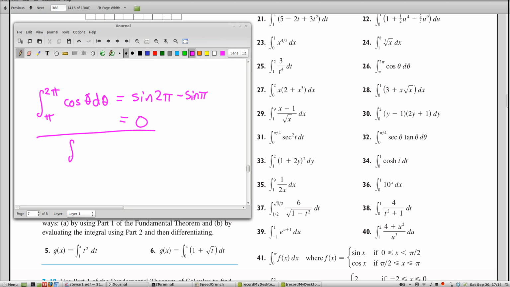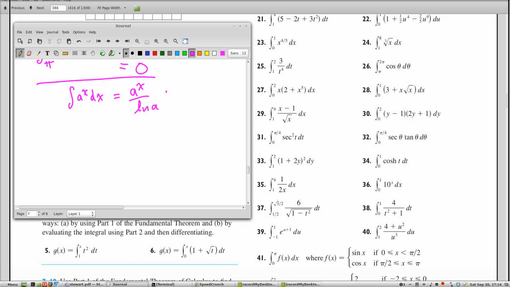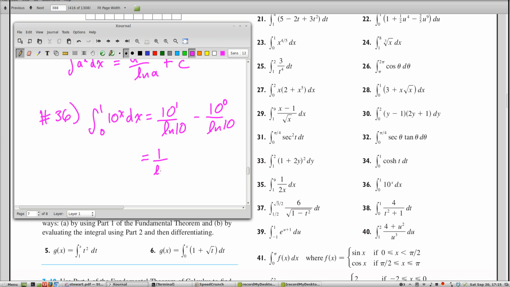Let's do number 36, actually. There's a rule that doesn't come up too much, that is one of the basic antiderivatives. When you have an exponential function for some base other than e, this is a to the x, just kind of like e is its own derivative, but you've got to put natural log of a on the bottom. And you've got a plus c also. So that means the answer to number 36, the integral of 10 to the x dx, is 10 to the 1 over natural log of 10 minus 10 to the 0 over natural log of 10. So what is that? That's 1 over natural log of 10 times 9. So it's 9 over the natural log of 10.